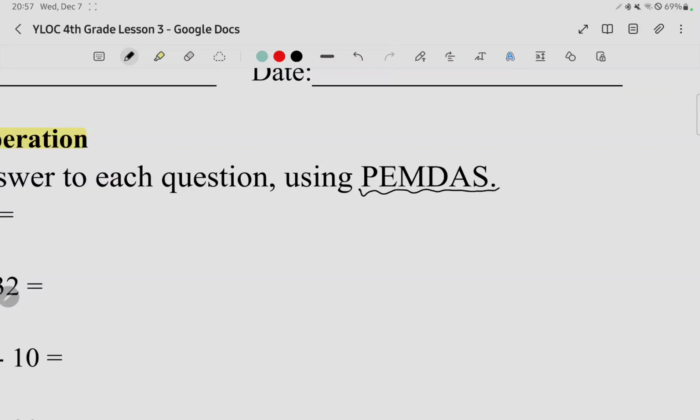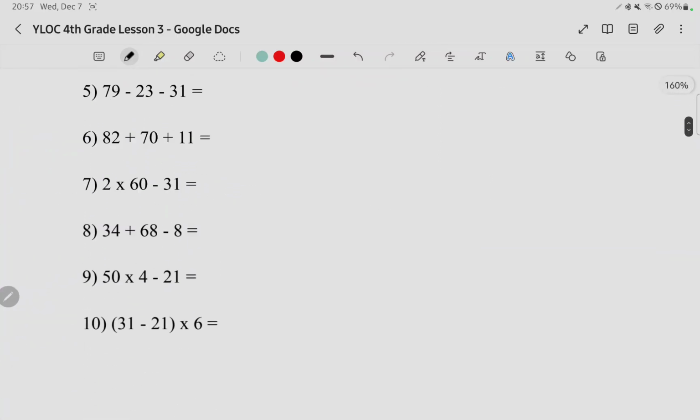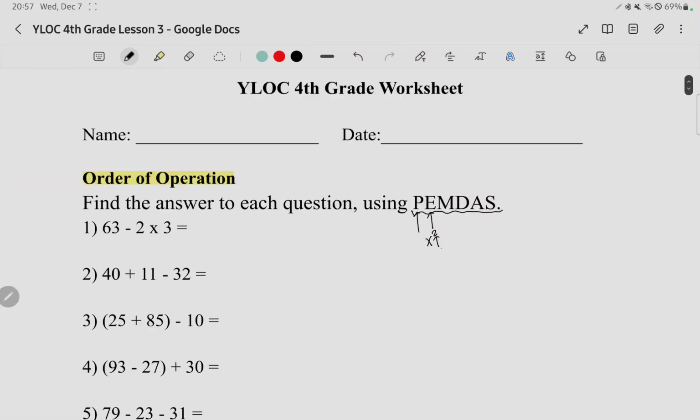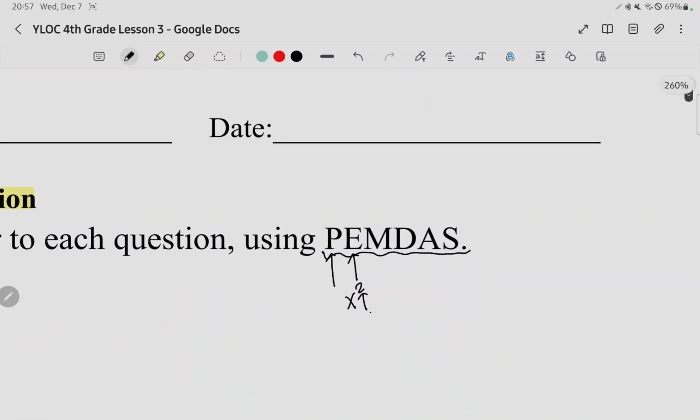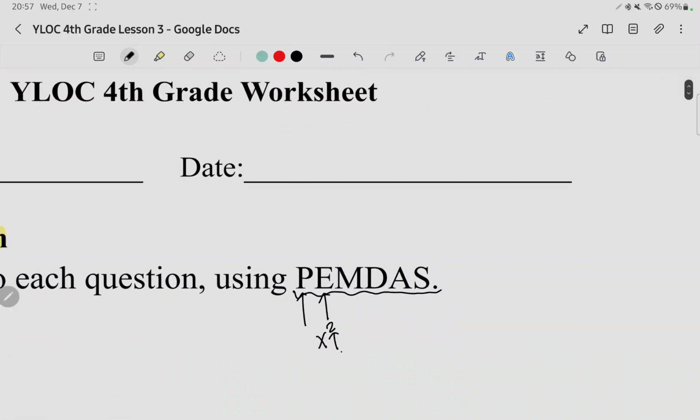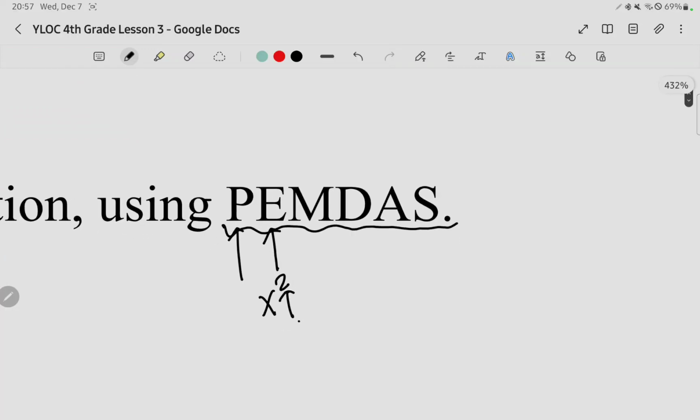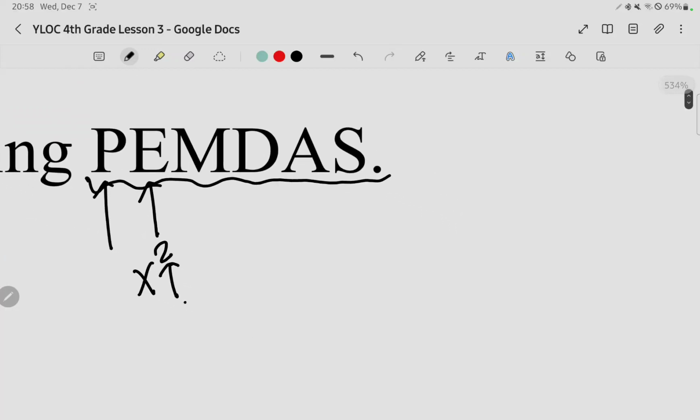This is an acronym which stands for parentheses, which is P, and exponent, something like x squared. This 2 is the exponent in this case, but none of the questions should contain exponents because it's not on the fourth grade curriculum. But just in case, E is exponent, M stands for multiplication, D stands for division, A stands for addition, and S stands for subtraction.